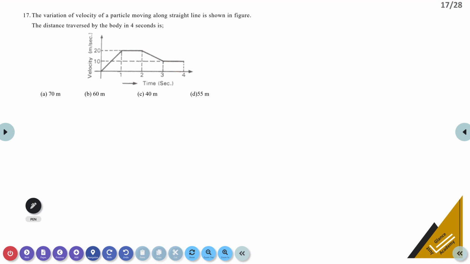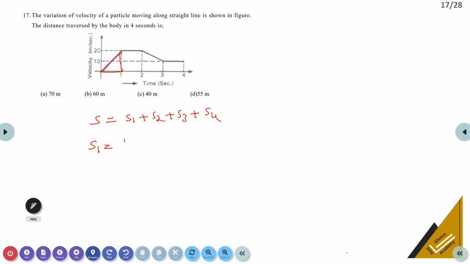The variation of velocity of a particle moving along a straight line is shown in the figure. The distance traveled by the body in 4 seconds. Okay, fine. For this part, this distance is S1. Total equal to S1 plus S2 plus S3 plus S4. This is S2, this is S3, this is S4. Simple. Area under the VT graph gives distance. First this part I will do it.